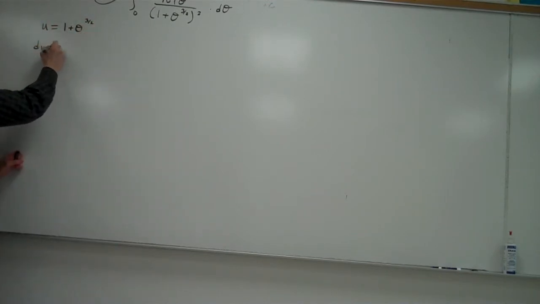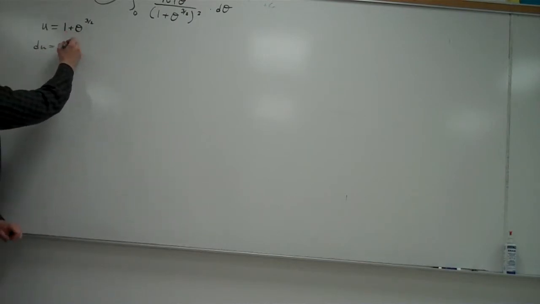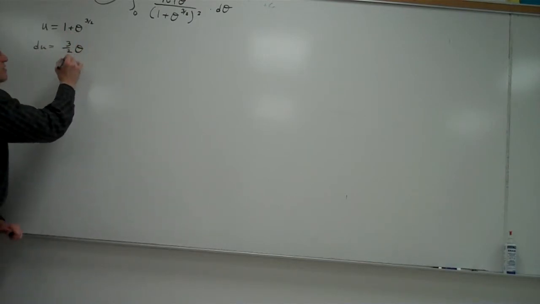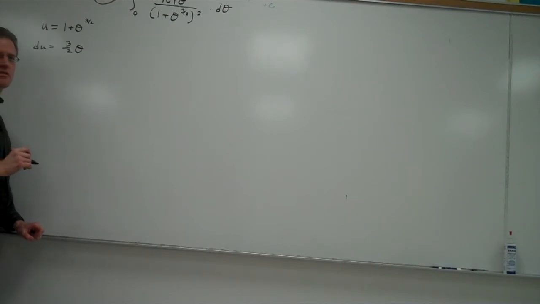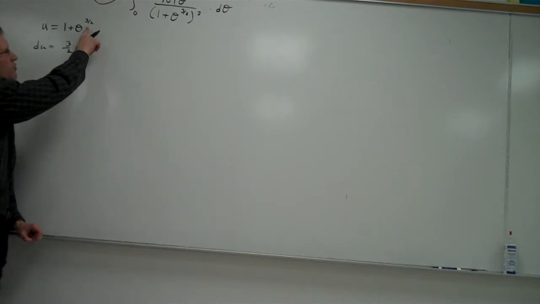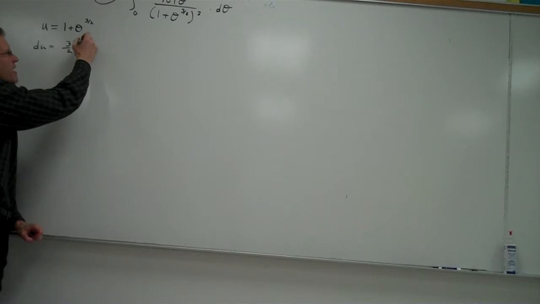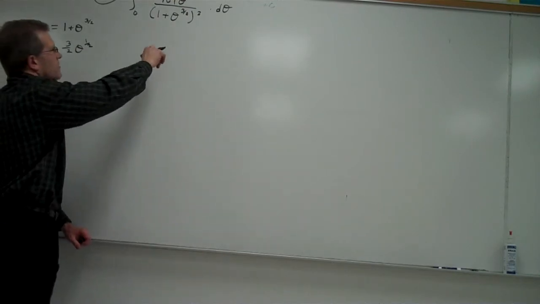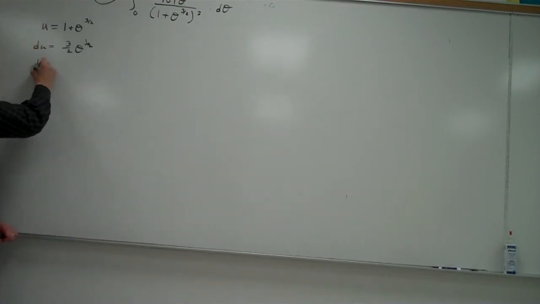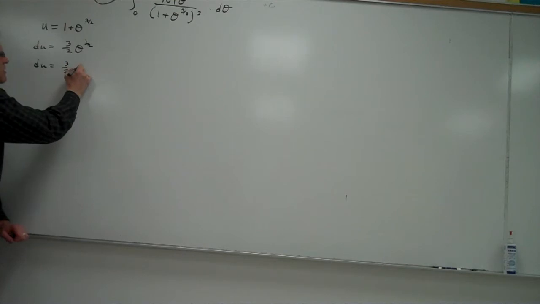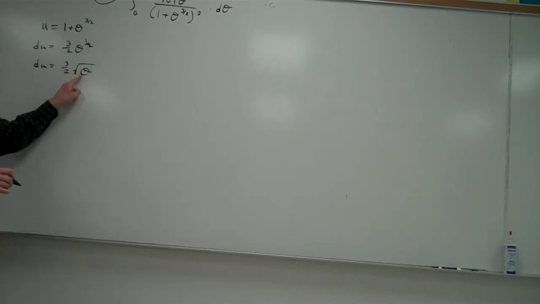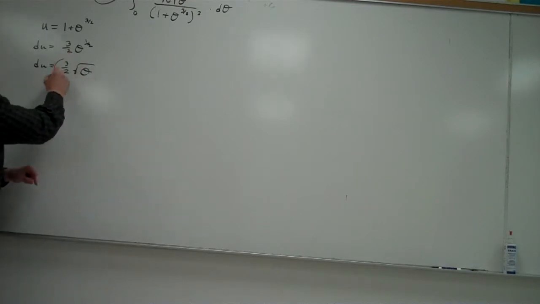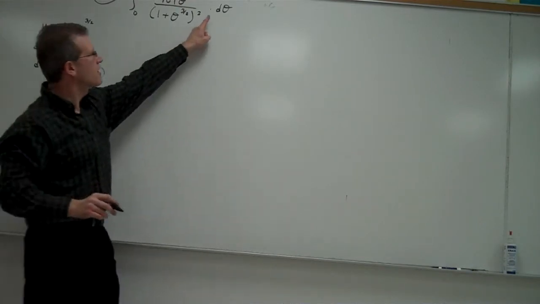So the derivative of that is going to be 0 plus 3/2 theta to the, what would the new power be? Take 1, 3/2 minus 1 would be a half, right? Okay, let's rewrite this a little bit. We could also write it like this: 3/2 times the square root of theta. Right? Theta to the half is the same as square root of theta. There's my du.